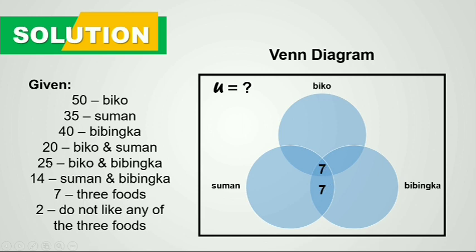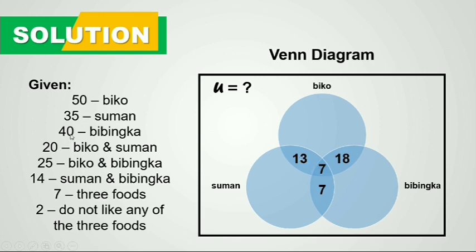And then 25 of them like 𝗏𝗀 and 𝗏𝗏𝗃, so 𝗏𝗀 and 𝗏𝗏𝗃 is 25. Since there is already 7 here, ang lalagay na lang natin dito is 18, because 18 plus 7, that's 25. And then 20 of them like 𝗏𝗀 and 𝗬𝗵. So this is their intersection, and there's already 7 here, so we're just gonna write 13 here, because 13 plus 7, that's 20.